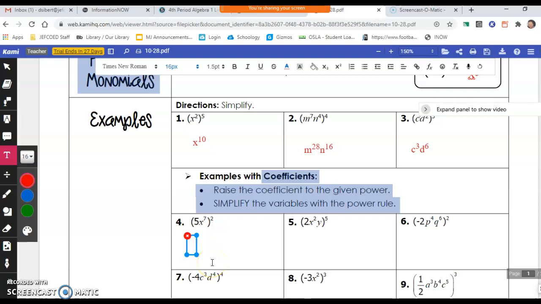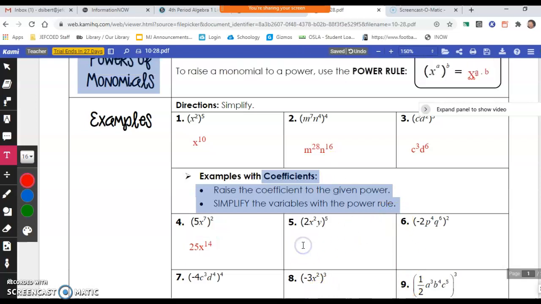Okay? All right, so looking here at number 4, guys, you've got 5x to the 7th. All of that in the parentheses is raised to the power of 2. So what would 5 squared be? 25. Remember that base number, the coefficient, is being multiplied by itself that many times. So 5 times 5 would be 25. And x would be raised to the power of 14. We simply just use the power rule there to get our exponent.